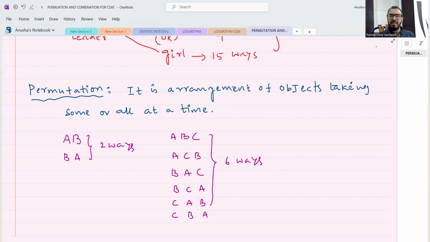In an arrangement, the order of objects is important. In which order the objects appear is considered very strongly. Here, the order of objects is important, whether we are arranging different objects or similar or same kind of objects.